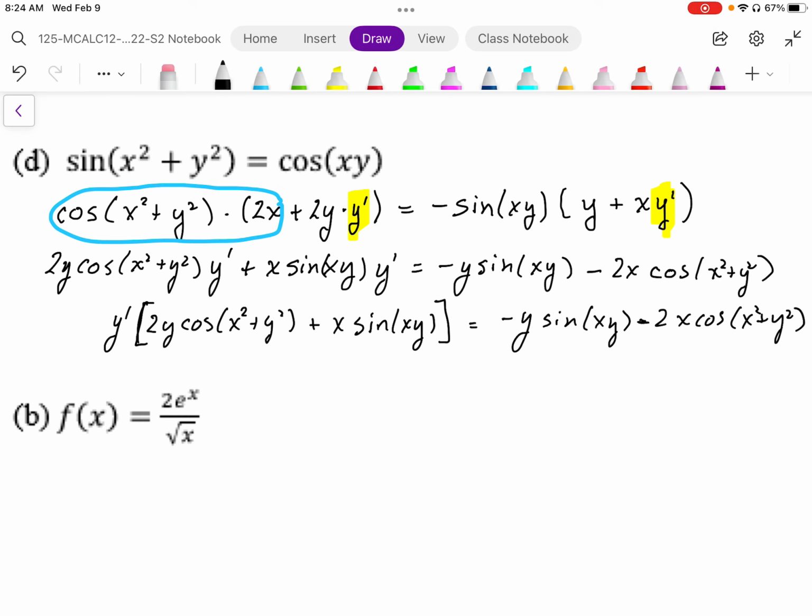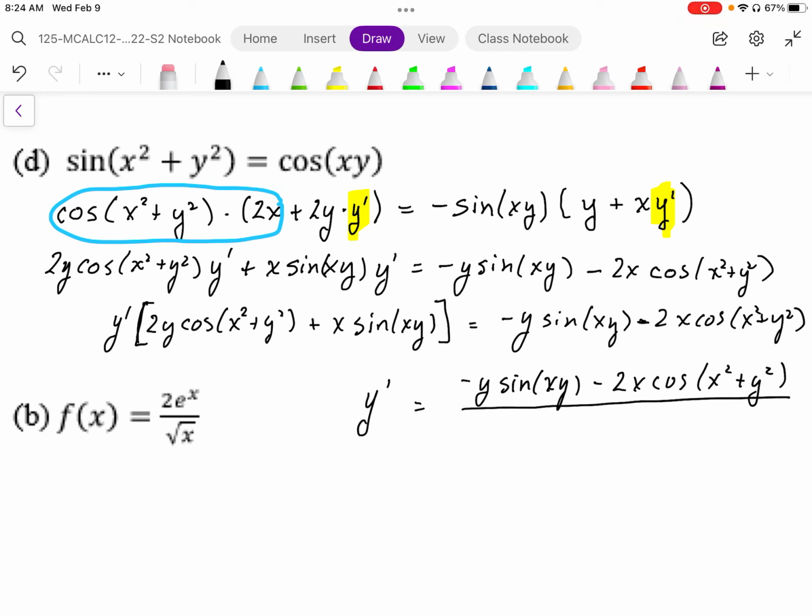So the last step then is to solve for y prime. So solving for y prime, I have my numerator is on the right hand side. The expression I have on the right hand side here. Again, just making sure I keep track of all my terms in there. And then I'm going to divide by the coefficient here. So it's going to be 2y cosine of x squared plus y squared plus x sine of x times y.